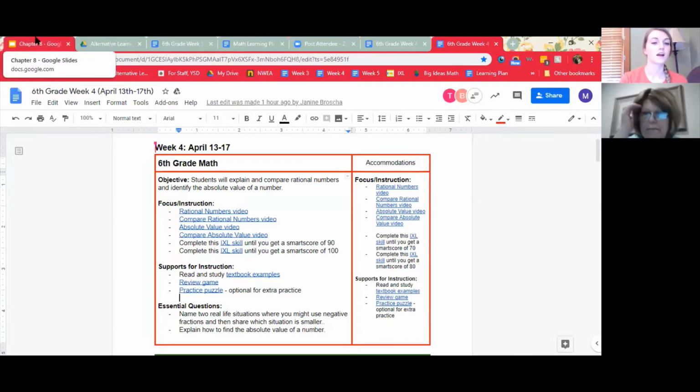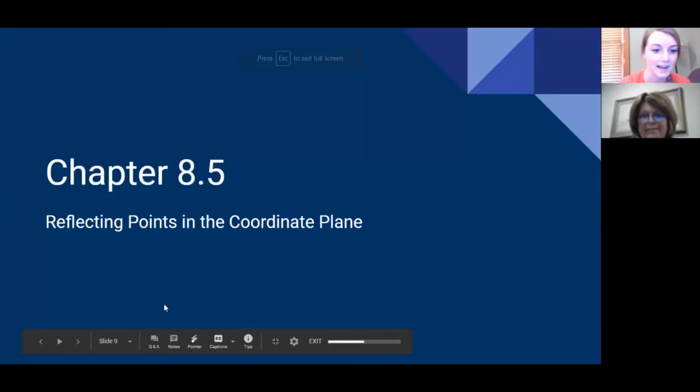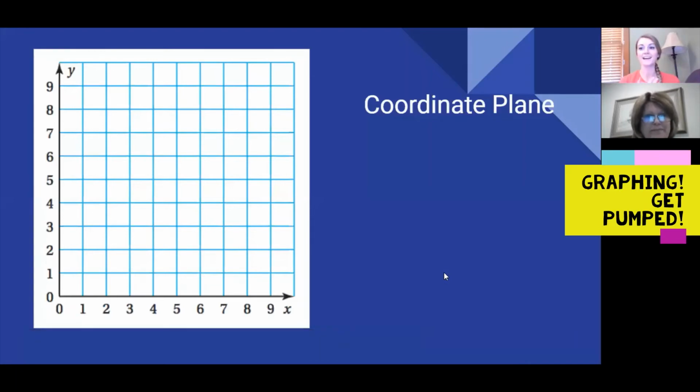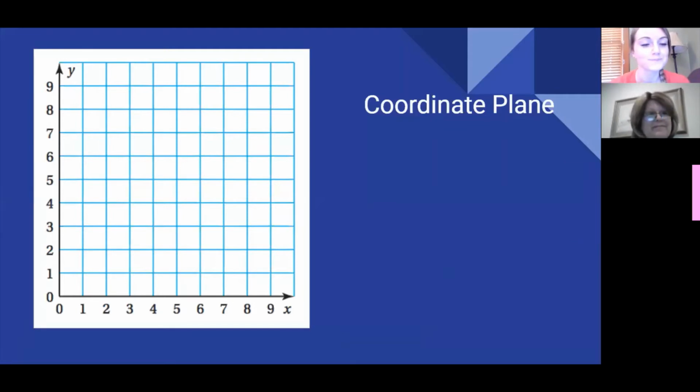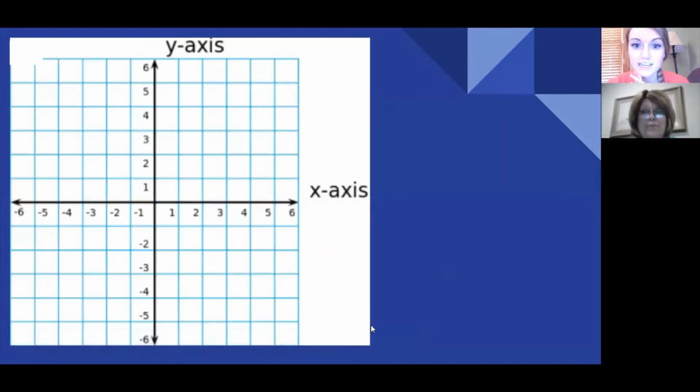All right, you guys, we are going to get started. So here's what we're doing this week. Hold on, as soon as it loads. All right. We are going back to graphing. Oh, I know you guys love graphing so much. What I have right here, you have seen this before, right? This is a coordinate plane. We have our x-axis along the bottom and our y-axis going up and down right here. This should be very familiar to you. The only thing we're changing is we're now using a coordinate plane that looks like this.